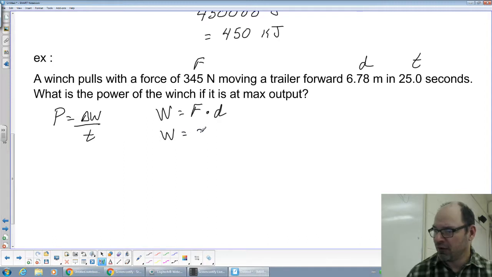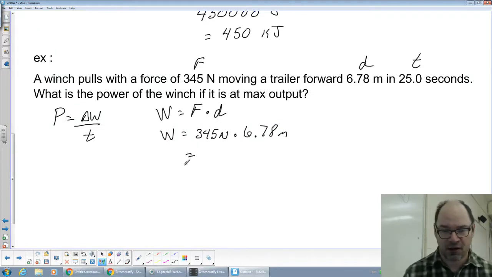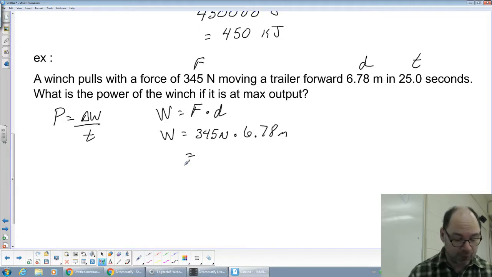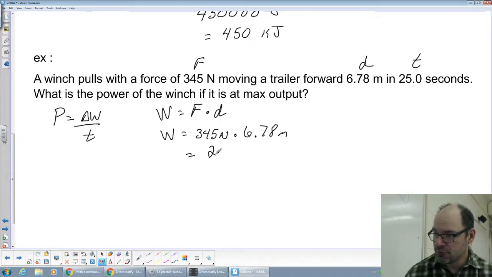So that would be 345 newtons multiplied by 6.78 meters. And that's going to give us joules or Newton meters. Okay, so if you take your calculator out and multiply 6.78 times 345. Okay, we get 2,339.1 joules.